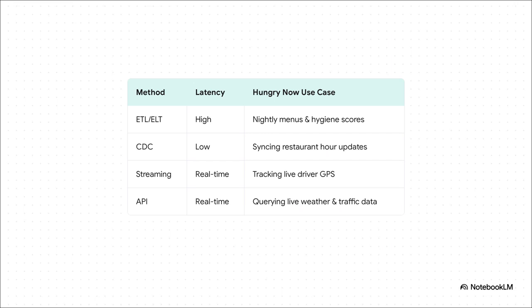You don't just pick one method, you pick the right method for the job. For Hungry Now, updating hygiene scores once a night is totally fine for a batch ELT job. But if a restaurant changes its menu, you need that info fast, so CDC is perfect. And for tracking drivers or checking the weather, you absolutely need real-time streaming and APIs. It all comes down to your need for speed.